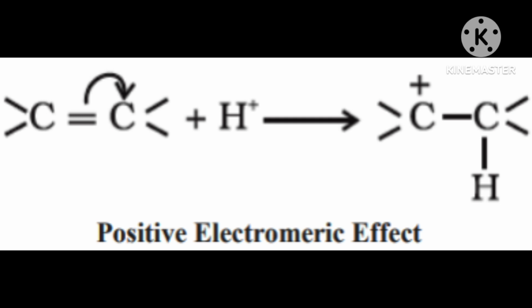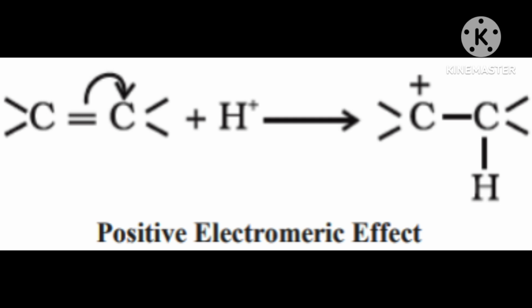Now I am talking about the positive electromeric effect, plus E effect. In this effect, the pi electrons of the multiple bond are transferred to the atom to which the reagent gets attached. For example, a carbon-carbon double bond is there. Suppose an attacking reagent is coming, as for example H plus. Then what will H plus do?